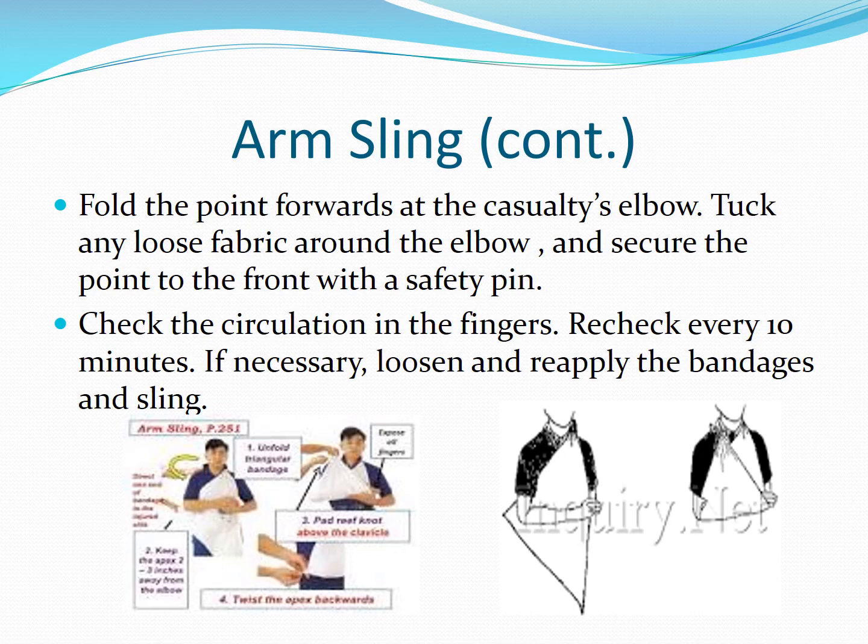Fold the point forward at the casualty's elbow. Tuck any loose fabric around the elbow and secure the point to the front with a safety pin. Check the circulation in the fingers. Recheck every 10 minutes. If necessary, loosen and reapply the bandages and sling. For the practical application, click the picture in the previous slide.